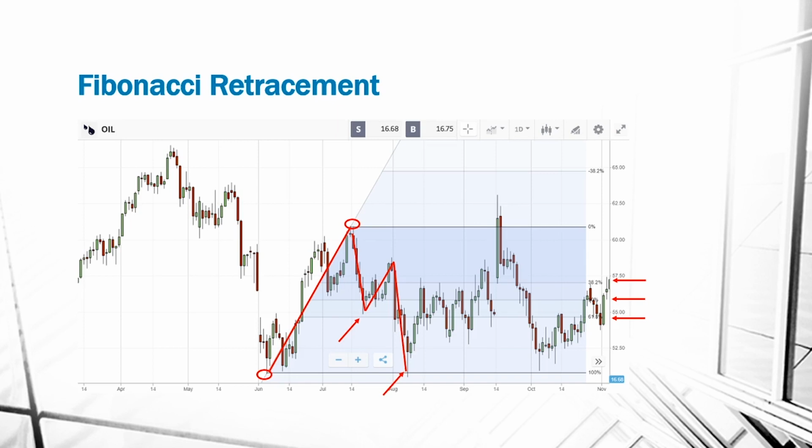So in this case, it would be buying opportunities. So at these points where we hit the ratio, the 61.8% and the 100%, buyers could come in and buy at these current levels.